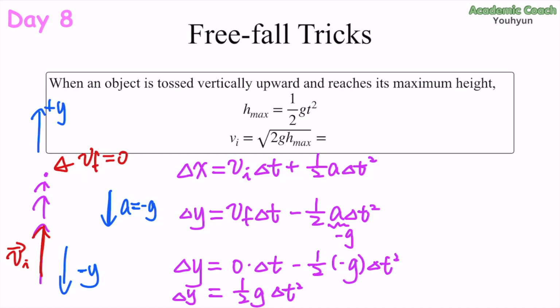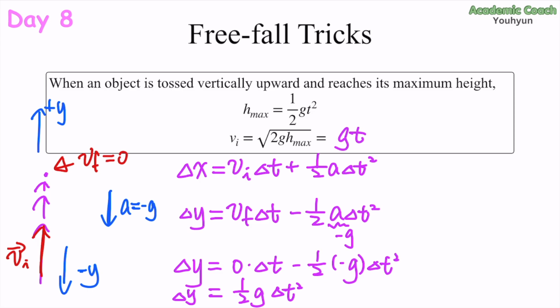The second free fall trick that we can use is finding the initial velocity just based on the height or just based on the time. So it could be either the square root of 2 g h max or it could be g times t.